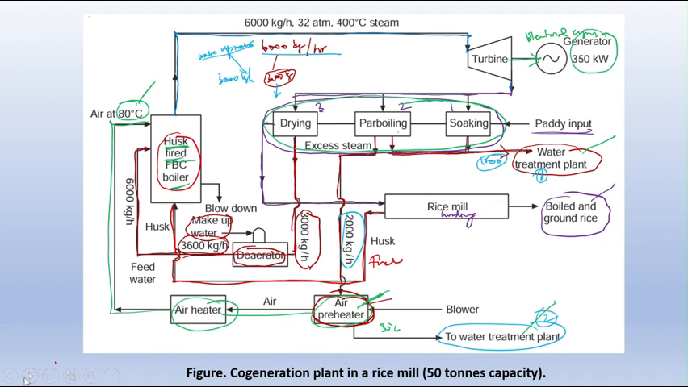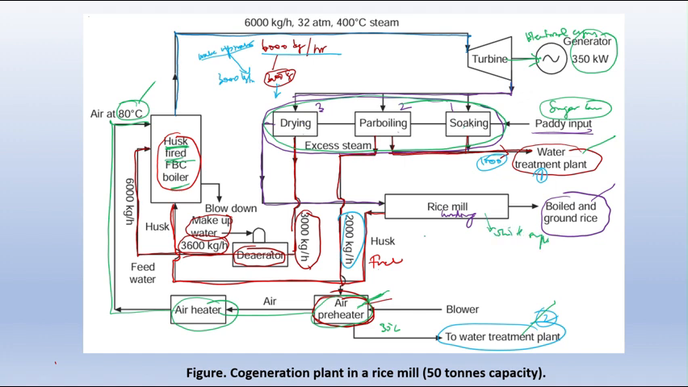Similarly, this case also exists in the sugarcane industry. In the sugarcane industry, instead of soaking, parboiling, and drying, we have some other processes. The input is raw sugarcane, and finally, the output we get from the sugarcane is white sugar.